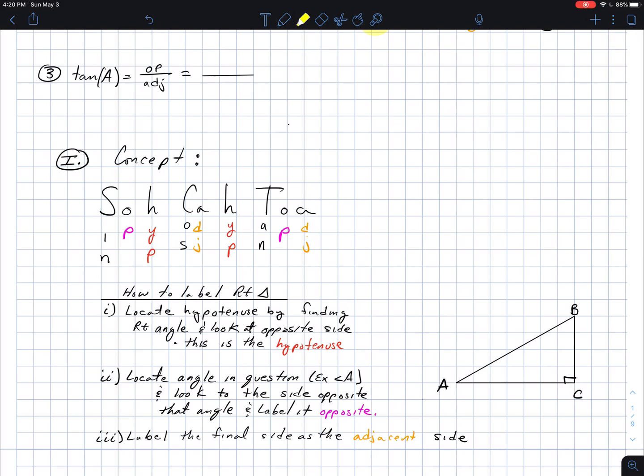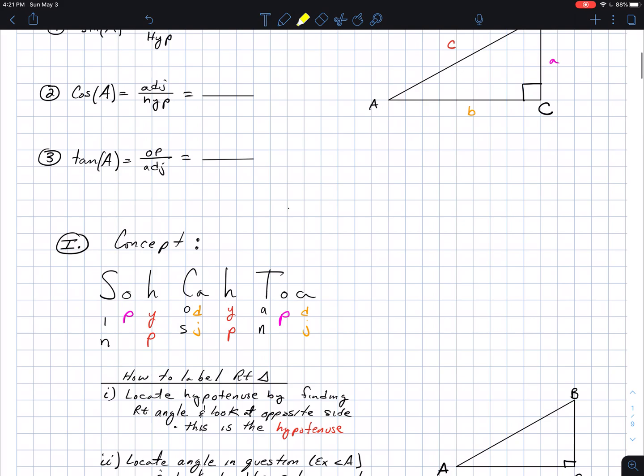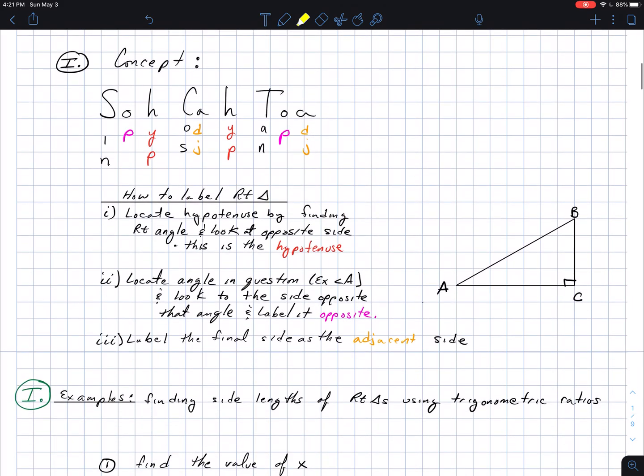So right now, we're down here. How to label your right triangle? I advise doing it this way all the time. You can mix 1 and 2 up. It doesn't really matter. It depends on how you want to deal with things. But I try to stick to this because I will never mislabel a side.